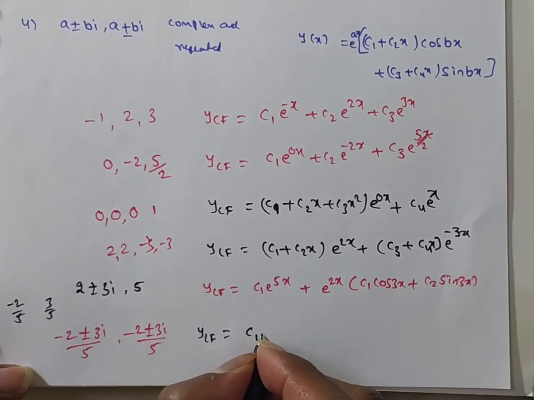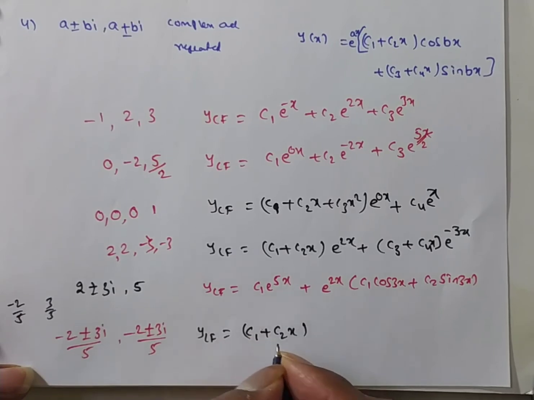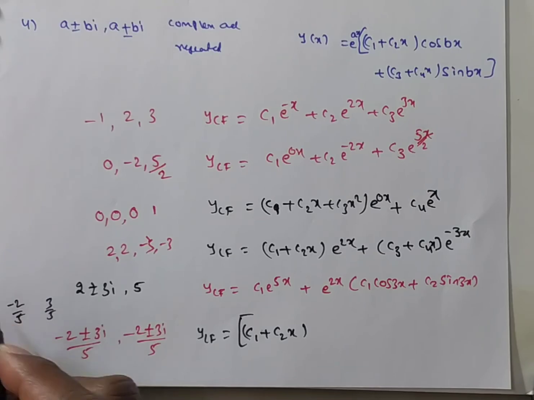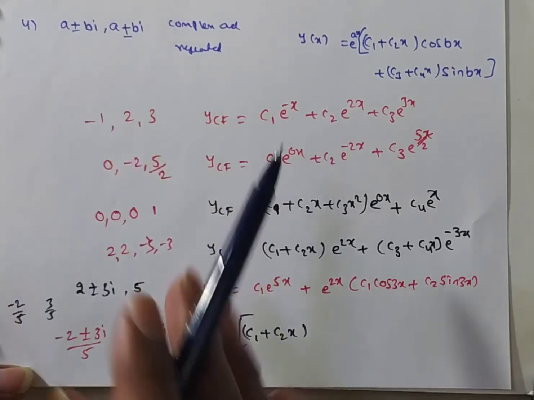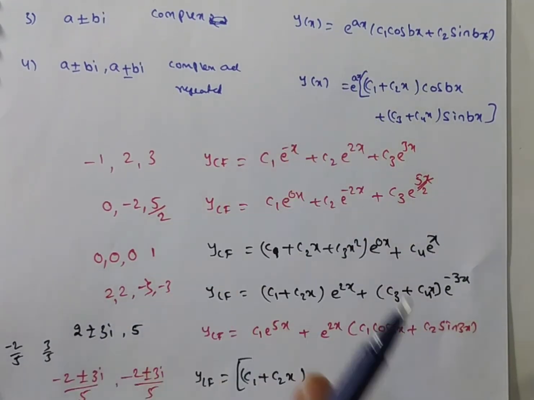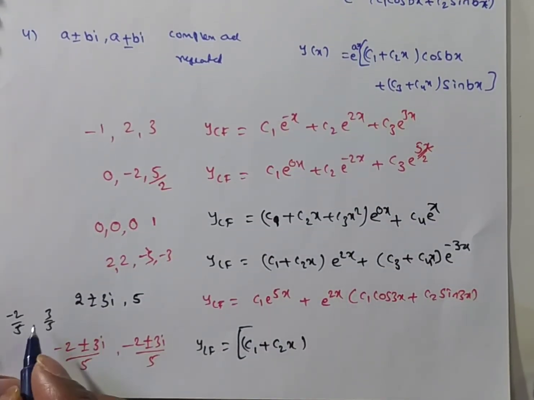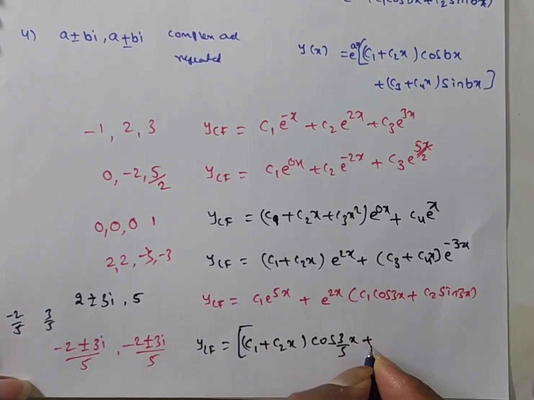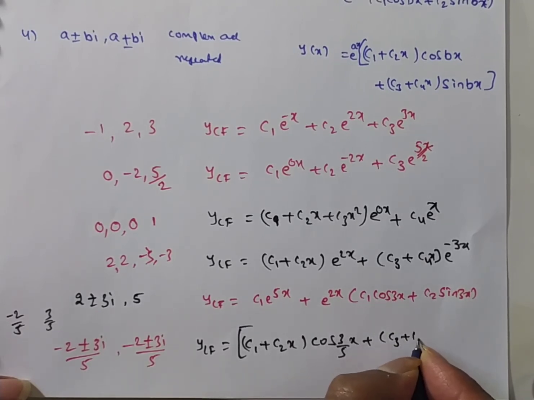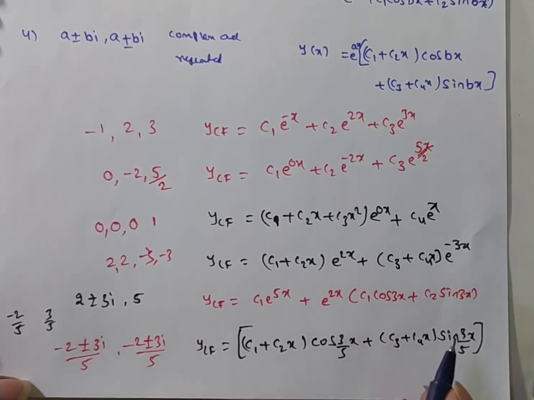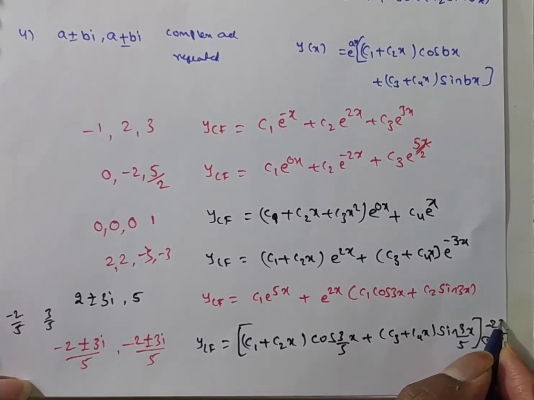You see c1 plus c2x into... here we need to write the real part. Whenever a complex number a plus or minus bi is there, we write e power ax. Next, c1 cos bx. What is the b here? 3 by 5. So cos 3 by 5x plus another term, c3 plus c4x into sin 3 by 5x, into e to the power of ax. What is a here? Minus 2 by 5 x. Is it clear for everyone?